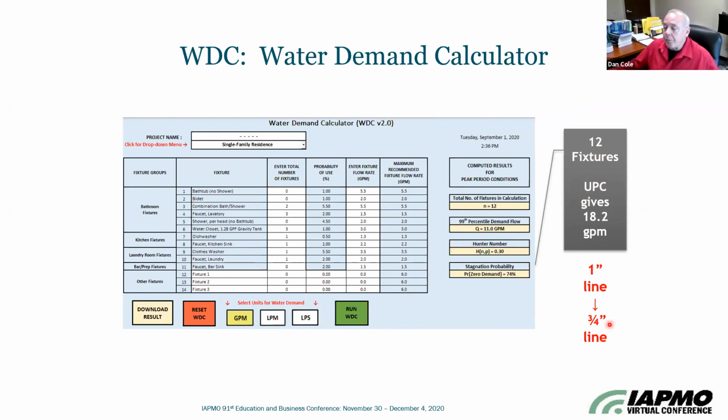Now, obviously, as the building size and the number of fixtures increase, the difference between the fixture unit method and using the calculator increases as well. There are larger pipe size reductions. There's a larger reduction in demand estimates, which is what we would expect as the number of fixtures increase.